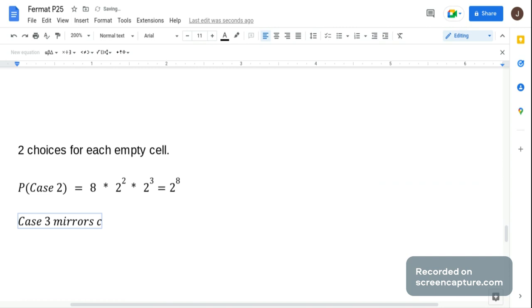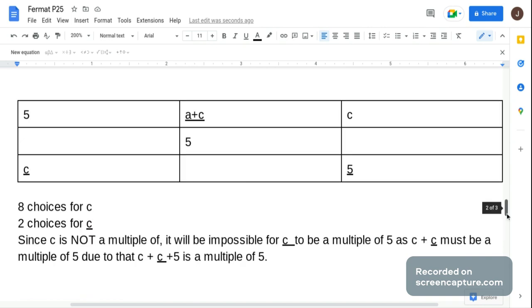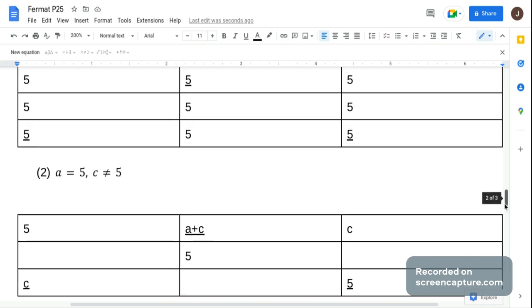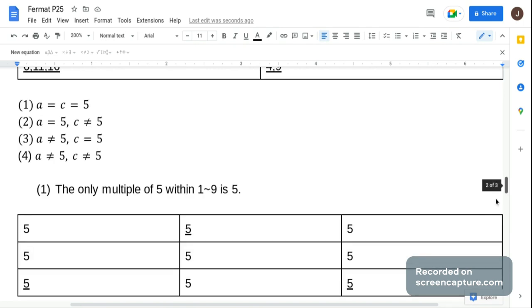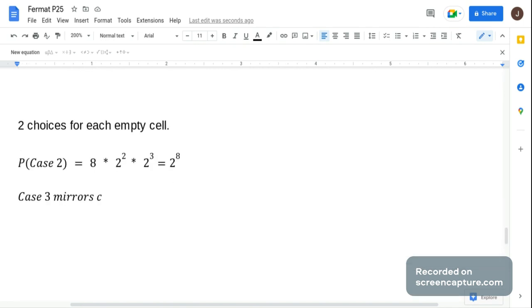Because if you think about the graph of case 3 in this way, this one is A is equal to 5, C is not equal to 5. Then the next one is C is equal to 5, A is not equal to 5. The graph in the third case is literally just a reflection of the second case in terms of the final product of the graph. So the result of the third case just mirrors the second case, which means the third case is also 2 to the power of 8.